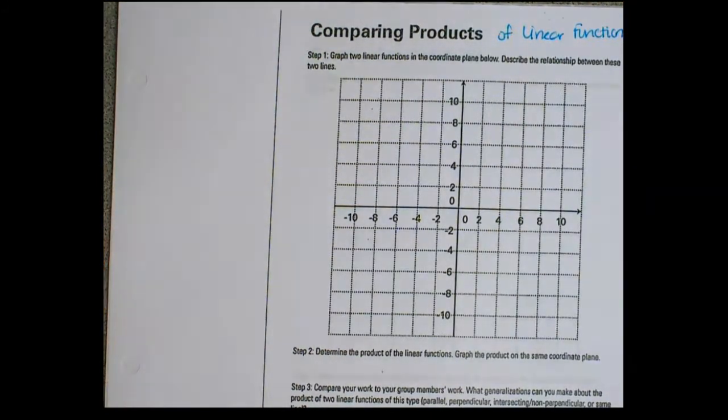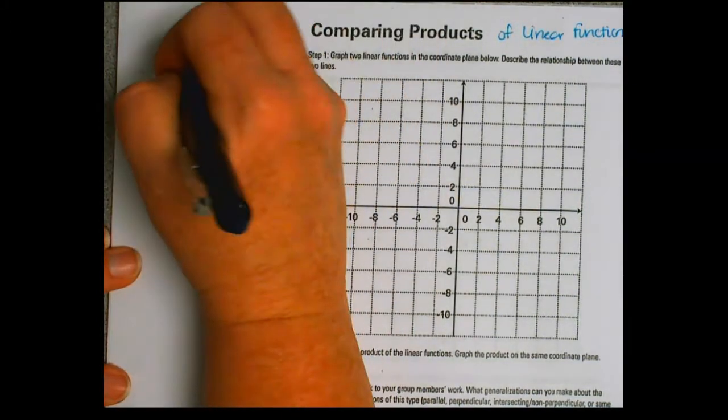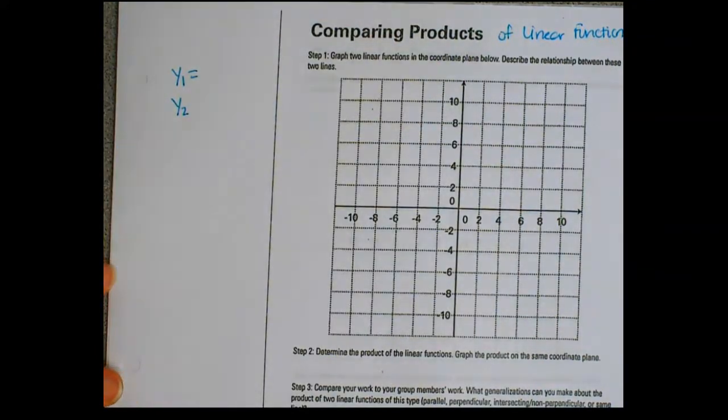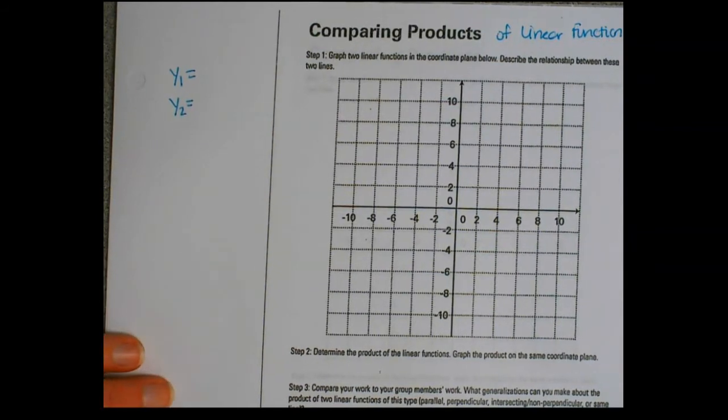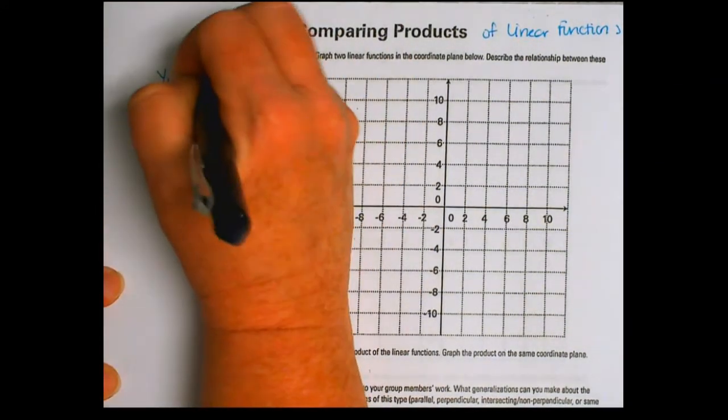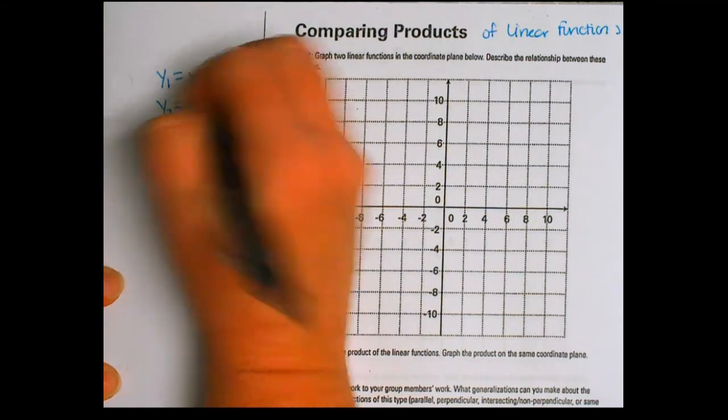So for this investigation, I want you to come up with two different lines. I want you to come up with y1 and y2, and they need to be different than mine. But I'm going to pick two fairly simple equations. You want to pick fairly simple equations that when we multiply them together, we'll still be able to see their graph. So for my example, I'm going to pick x plus 2, and then I'm going to pick x.